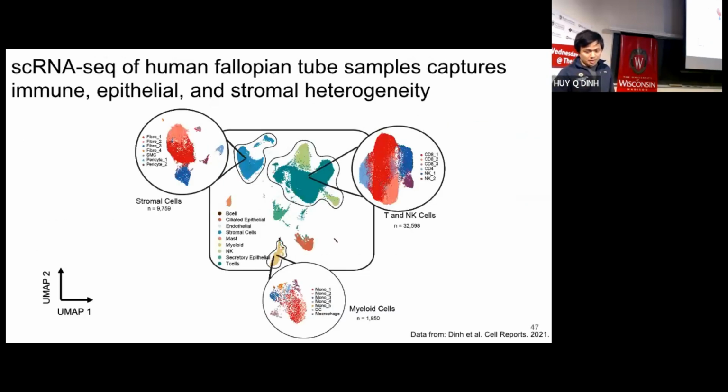And also we publish single cell data to support that as well. And now I'm going to tell you how we characterize the single cell of the human fallopian tube. So we published papers in 2021 to characterize the epithelia, which is two subsets here. Now I'm going to tell you the work from my students who characterize the rest, which is the fibroblast and stromal cell here, T cell and NK cell, and the myeloid cells.